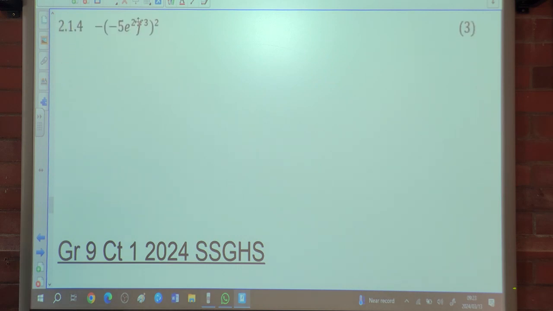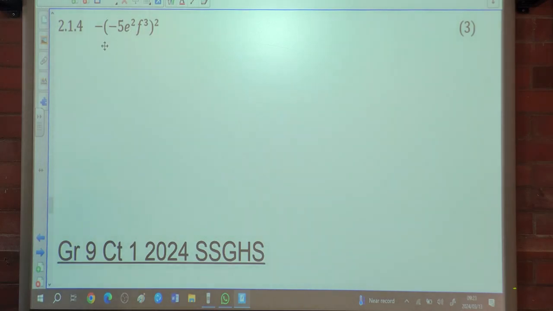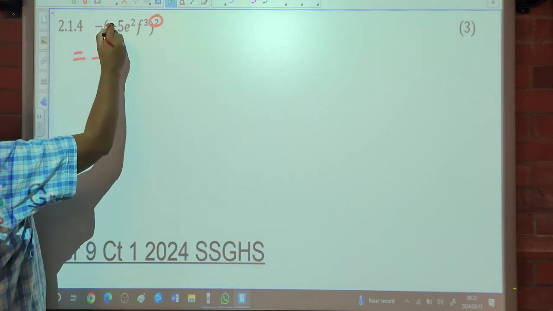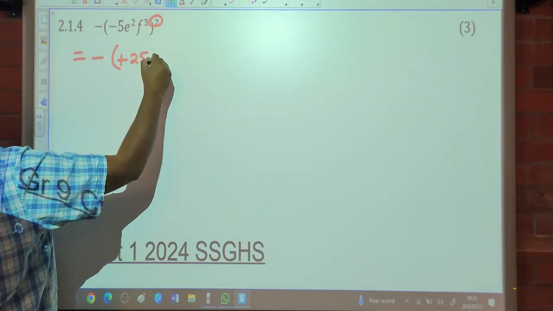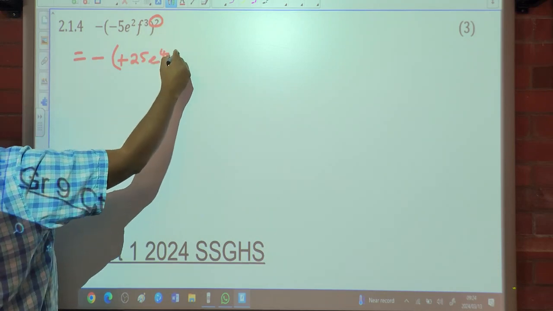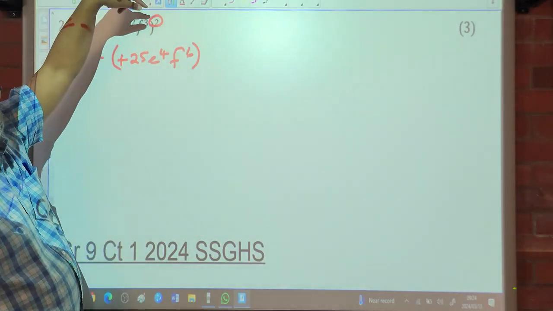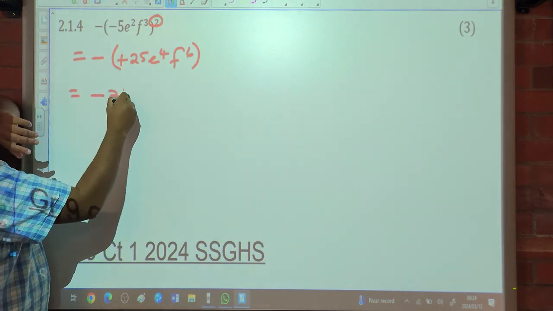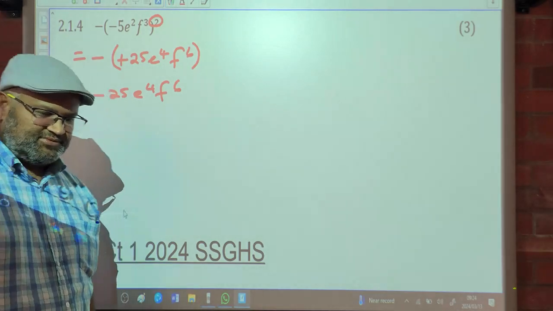The next one. What needs to be done first? Must I multiply this out first? The negative in? No. So what do we do? We apply the square first. So it's negative into, what's negative squared? What's the 5 squared? 25. E squared all squared? E to the 4. F cubed squared? Remember, when we have the base raised to a higher exponent, we multiply the exponents. What's positive times negative? Negative 25 E to the 4 F to the 6. Okay, you guys understand?